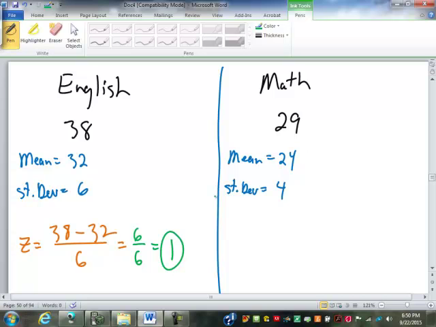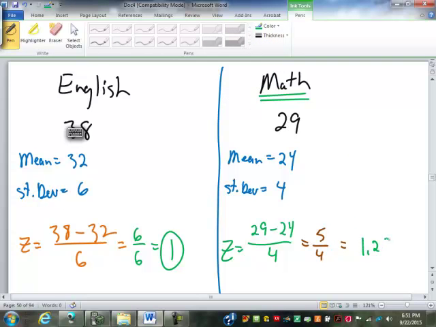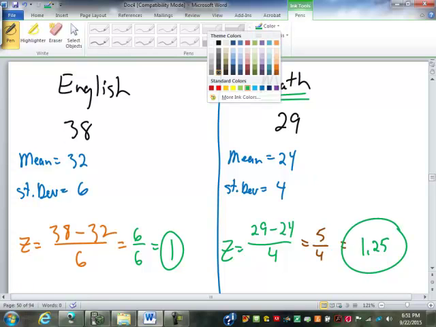In your notes, I want you to find the z-score for the math. So we have 29, which is our score, minus the mean of 24 divided by 4. 29 minus 24 is 5. Divided by 4 is 1.25. It's positive, which means it's above the mean. That's saying you were 1.25 standard deviations above the mean on the math test. You did better on the math test. Just slightly better, but still better.